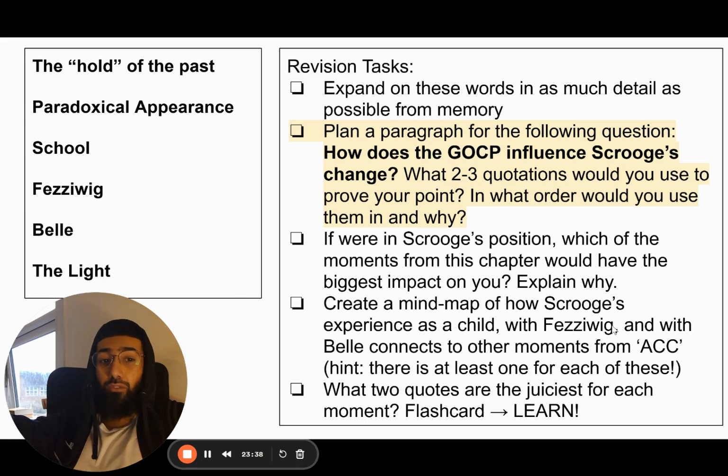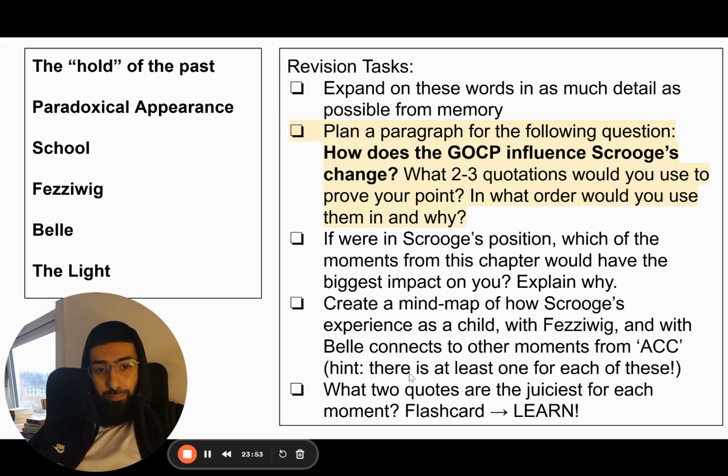Fourthly, what you could do is create a mind map of how Scrooge's experience as a child, Fezziwig, and Belle connects to other moments from A Christmas Carol. I would do this after one of these 3. And I would say that these 3 are probably most important first to get the knowledge solidified. Then see how you connect these moments to other parts.